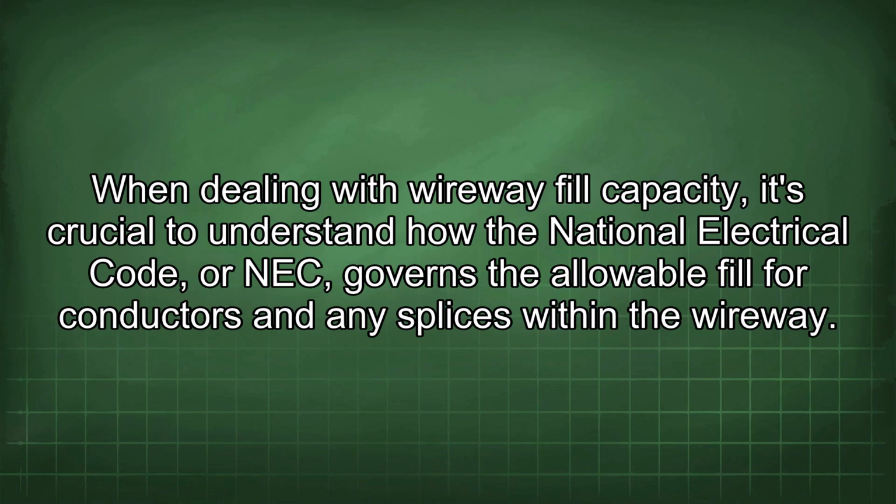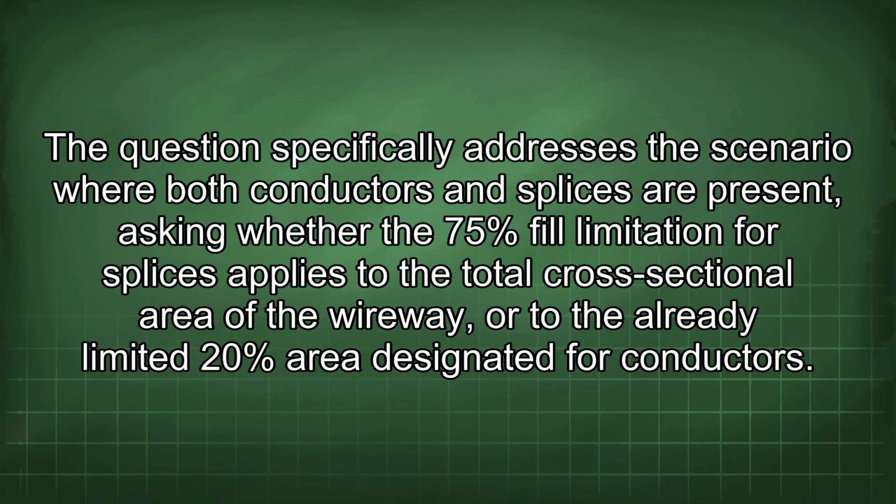When dealing with wireway fill capacity, it's crucial to understand how the National Electrical Code, or NEC, governs the allowable fill for conductors and any splices within the wireway. The question specifically addresses the scenario where both conductors and splices are present, asking whether the 75% fill limitation for splices applies to the total cross-sectional area of the wireway, or to the already limited 20% area designated for conductors.